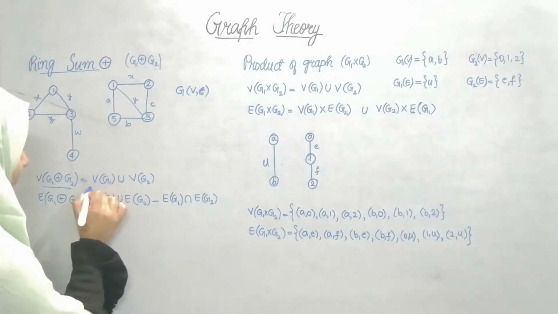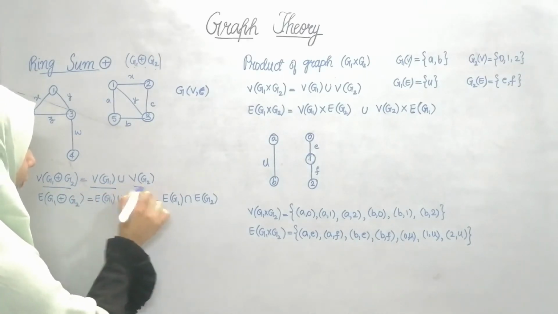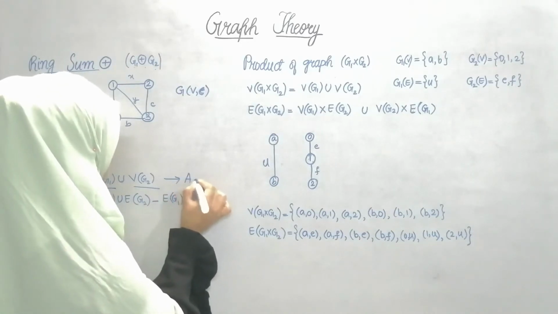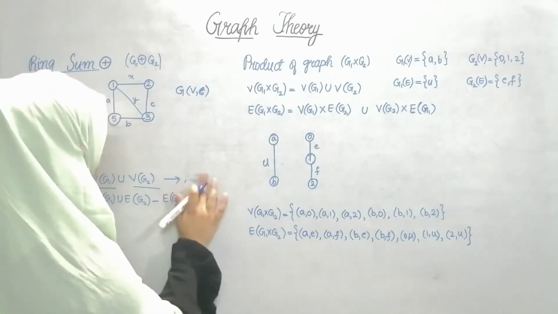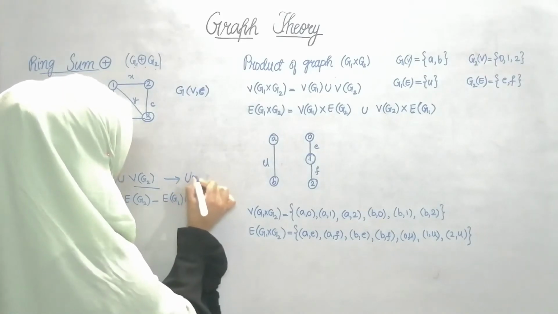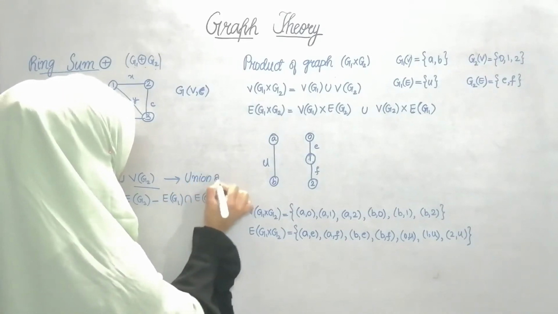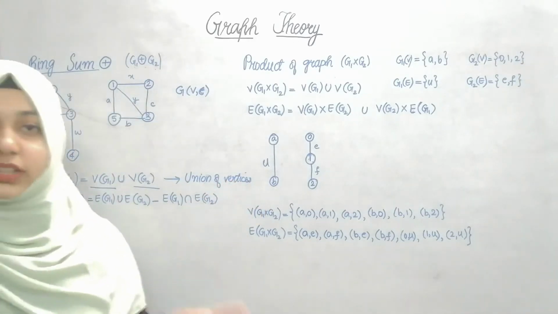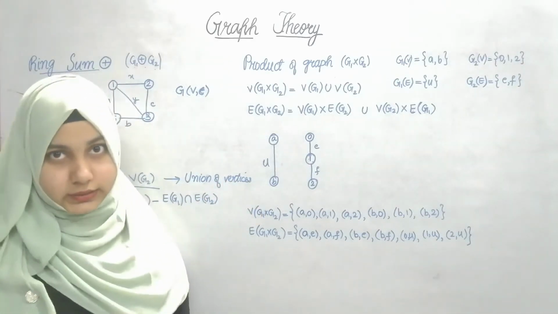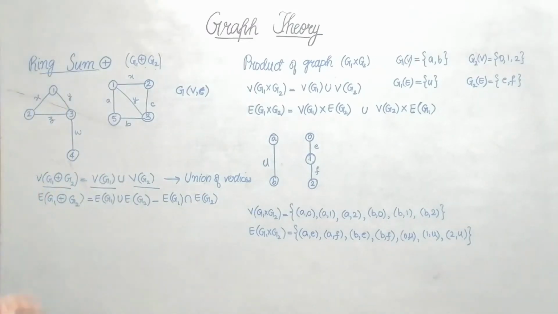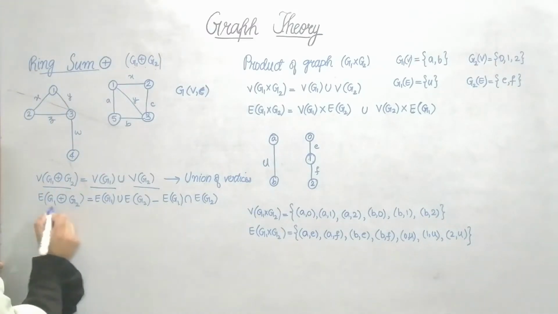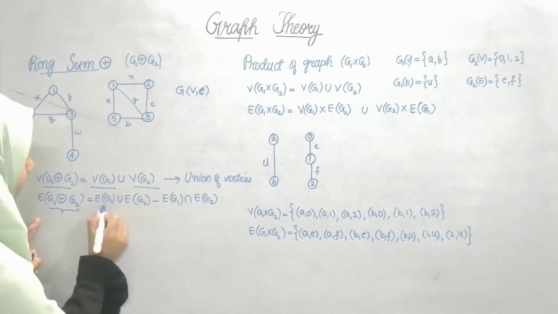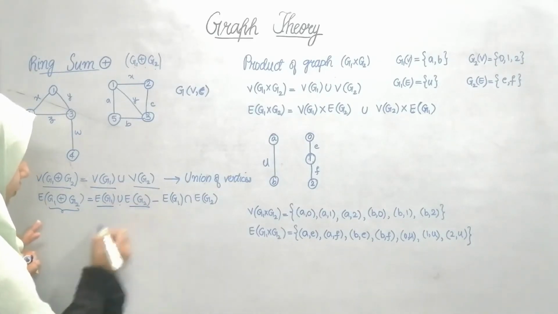Okay, when we are finding the ring sum of the vertices, what happens? It will give you V of G1 union V of G2. Matlab you are going to club, I can say you are going to club the union of the vertices. मतलब क्या, all the vertices will be present in the final graph. Clear? Next, edges में what's going to happen when we are going to perform ring sum of the two graphs for the edges? What happens? E of G1 union E of G2.